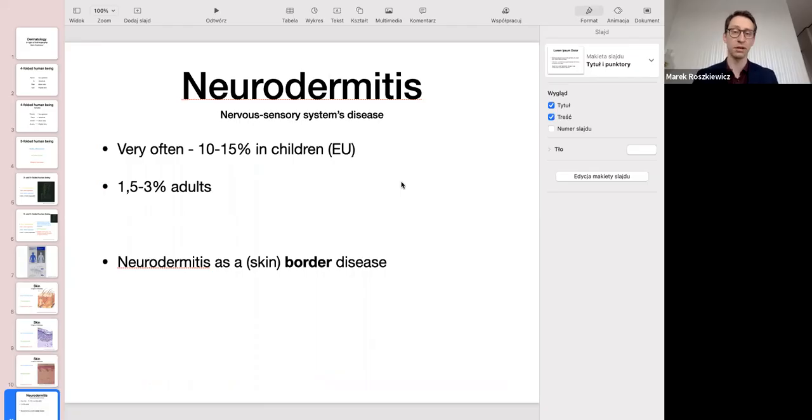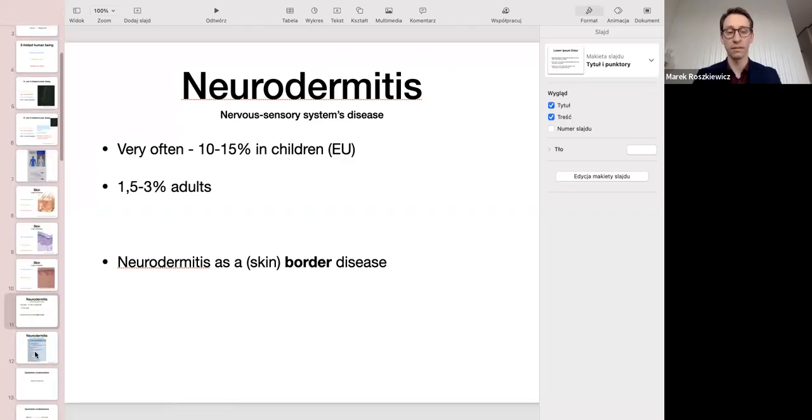So, neurodermatitis, atopic dermatitis. Why did I choose this? Because it occurs very, very often, up to 15% in the European Union in children. So children in the, I would say, developed or developing countries are more affected by this disease. And as I said, the skin is this border organ, this border of the organism, and it is a beautiful example of atopic dermatitis as this skin border.